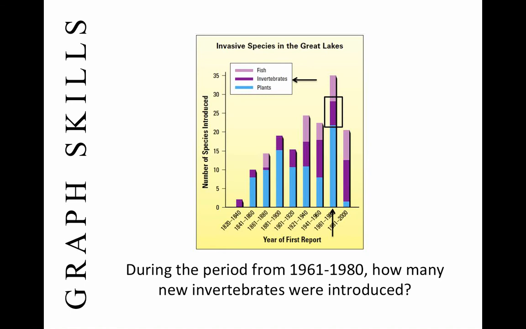And I want to know how many new species entered in. So I move over to the left-hand side where it says number of new species introduced. And if I draw some lines, I can see that invertebrates start at about 22 and then go up to 28. The difference between 22 and 28 is 6. So the answer is 6. Between 1961 and 1980, 6 new invertebrate invasive species were introduced into the Great Lakes.